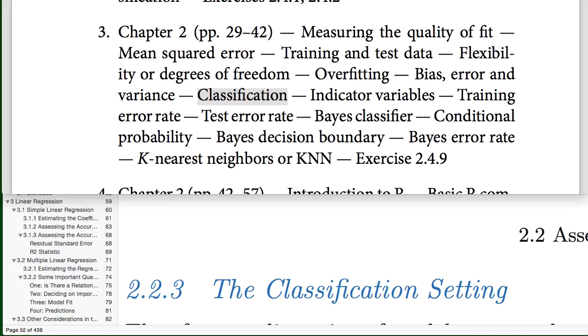Hi, Nick McQuaid here again with the third of four videos for day three of ISTE 780 Data-Driven Knowledge Discovery. And in this video, I'd like to talk a little bit about classification and the classification setting.